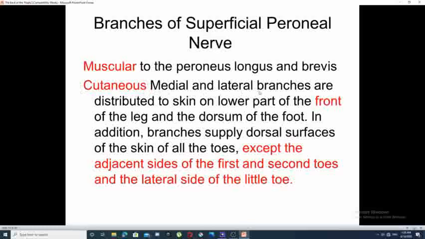Medial and lateral cutaneous branches are distributed to the skin on the lower part of the front of the leg and dorsum of the foot, supplying the anterolateral surface of the leg and most of the dorsum of the foot. In addition, branches supply the dorsal surface of the skin of all toes except the adjacent sides of the first and second toes and the lateral side of the little toe.